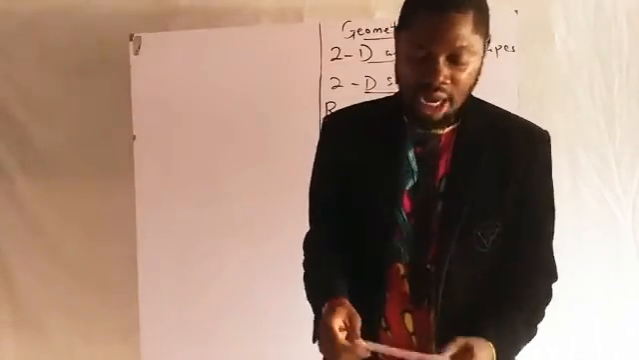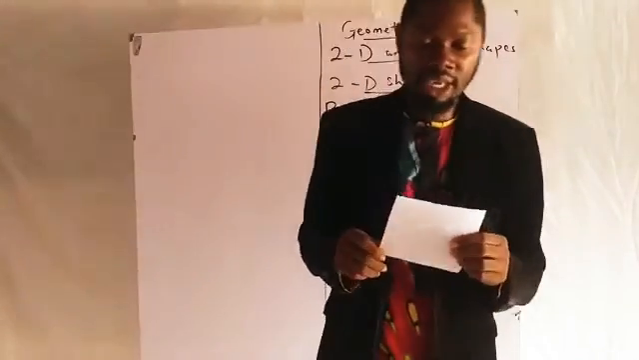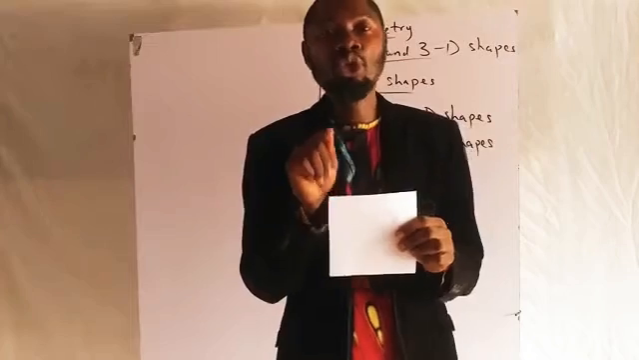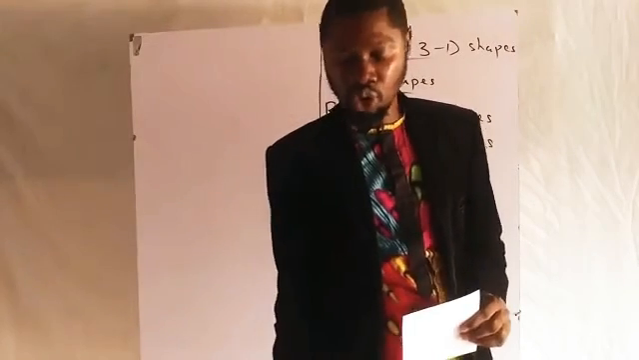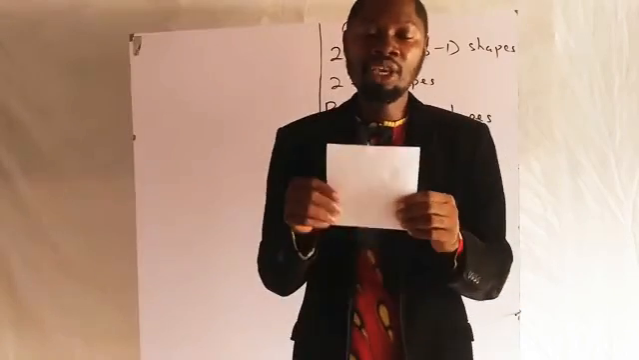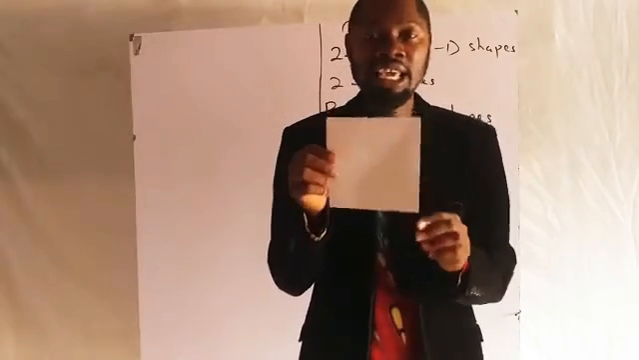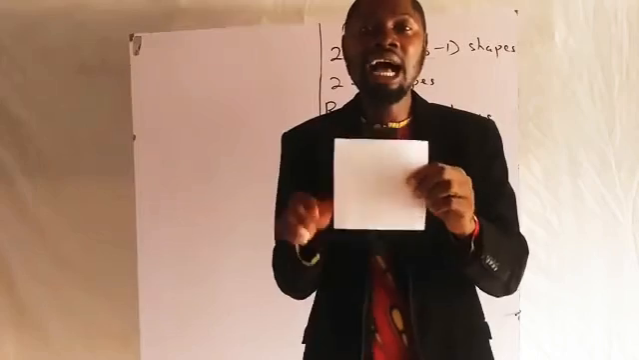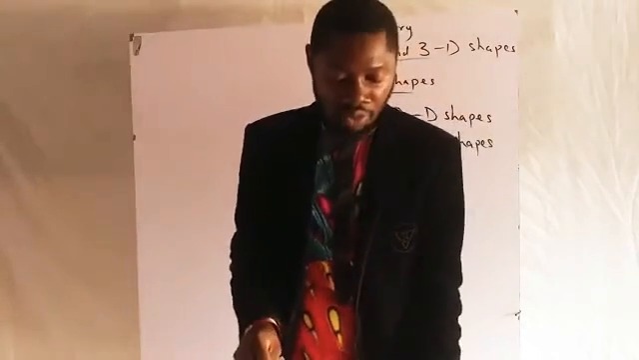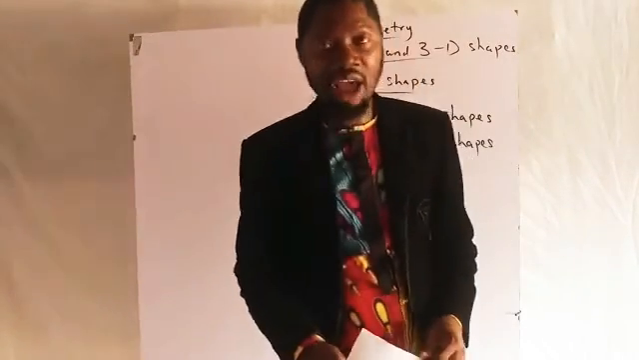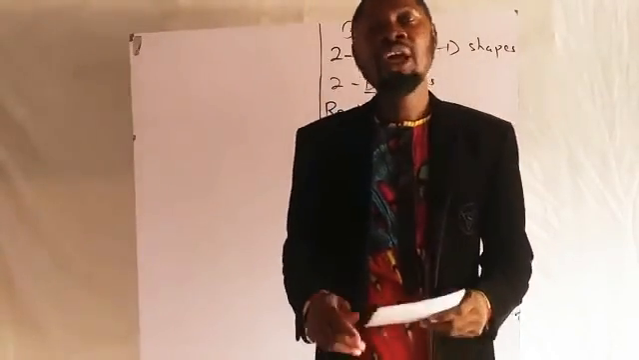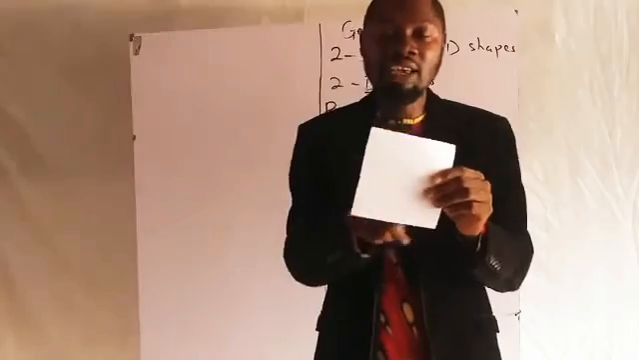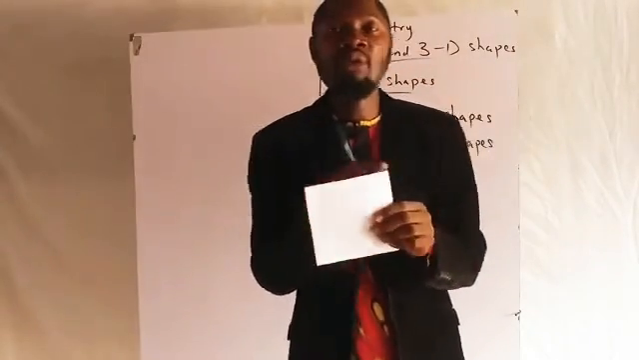Then a square is a regular two-dimensional shape. A square is a regular two-dimensional shape because all the sides are equal. So now you know that a regular two-dimensional shape has all the sides equal, and because all the sides are equal, the angles inside will also be equal.